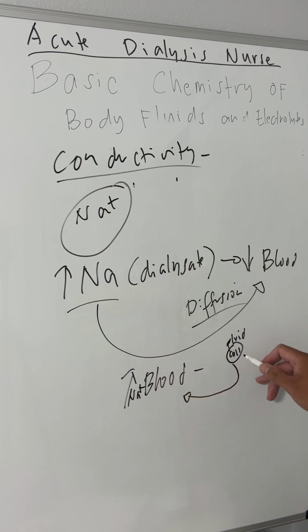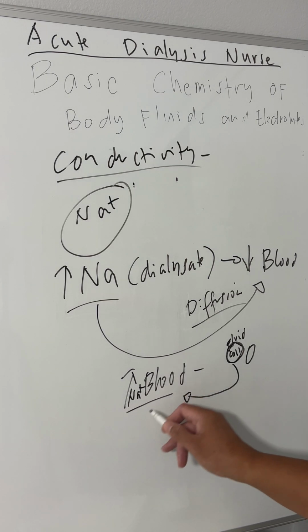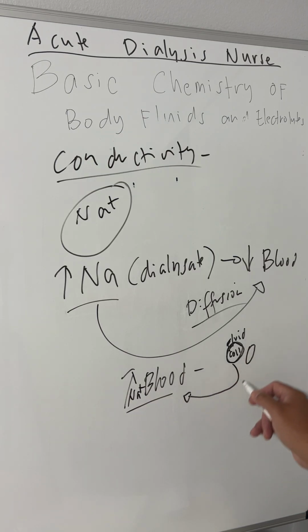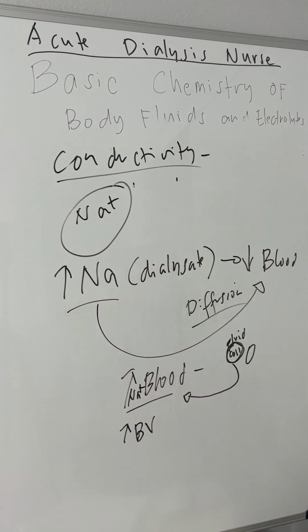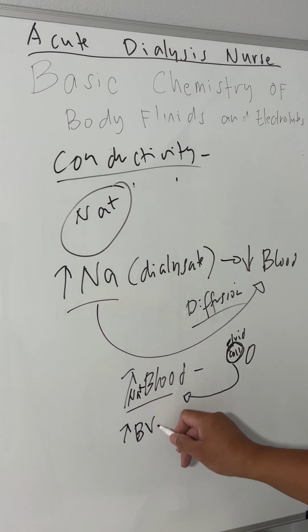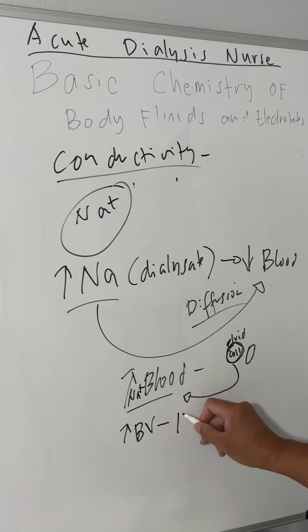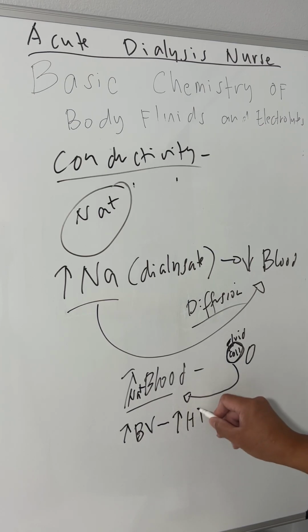So instead of the cell staying that size, it will shrink. That's called cell crenation. So what if there's high sodium and high blood volume? You have high sodium, so the body pulled fluid out of your cells. The result is high blood volume. If you have high blood volume, this will cause hypertension, high BP.